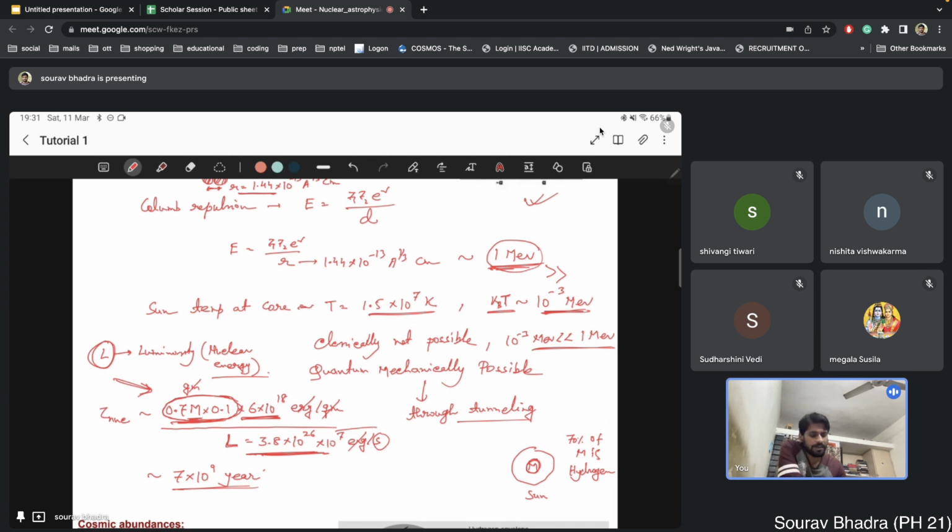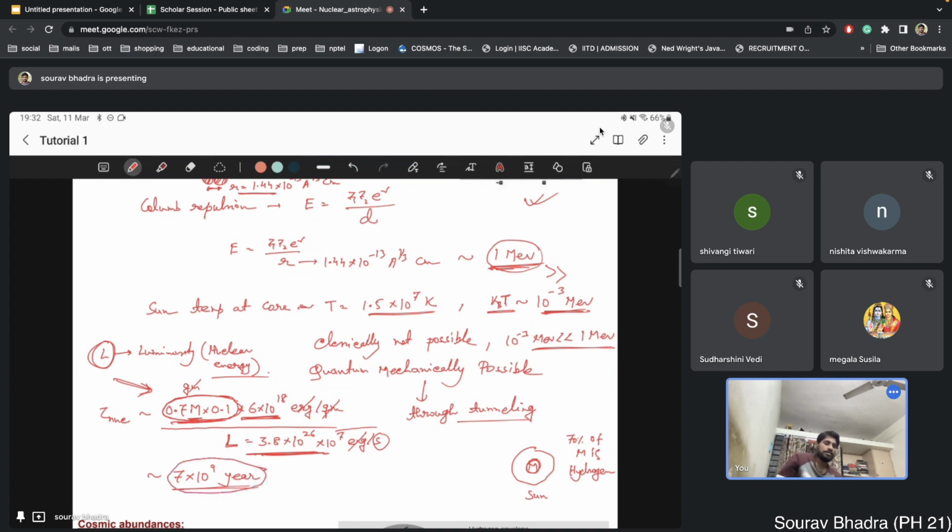What I have done, I have just assumed that 70% of the total mass of the sun is hydrogen, and 10% of that hydrogen is in the core, which is burning to helium, that means fusion. And I have just calculated how much energy is available at the core and what is the luminosity, that means the energy radiation rate. So the total energy divided by the energy radiation rate will give you the time scale, up to how much time this energy will be sustained. So that is 7 into 10 to the power 9 years here.